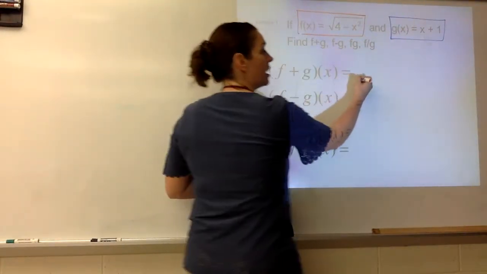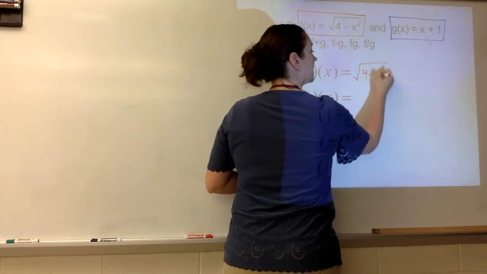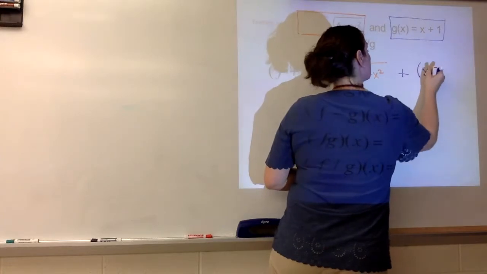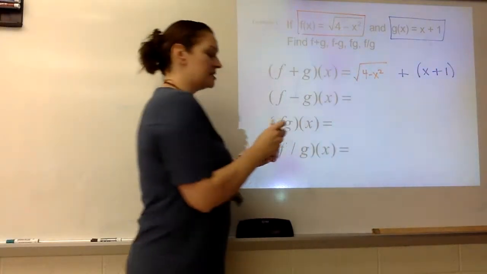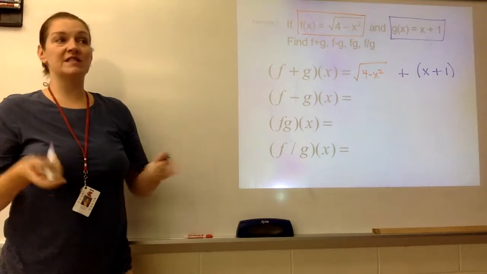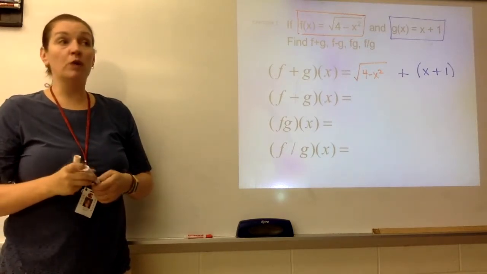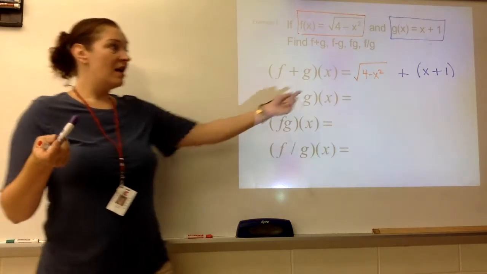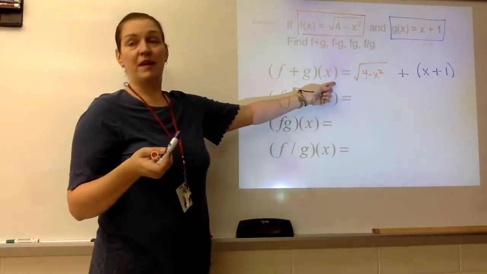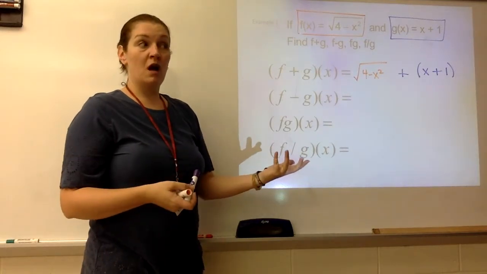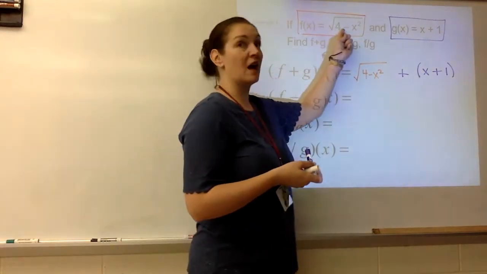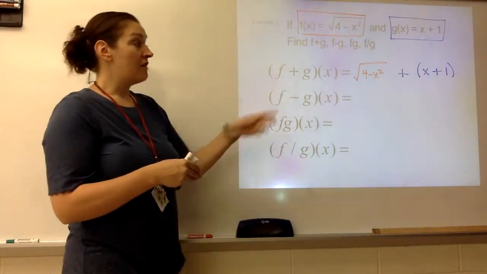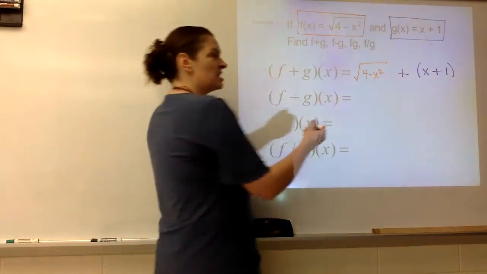So it looks like the square root of 4 minus x squared plus x plus 1. Now notice that when I bring down the g function, I offset it in parentheses. If you don't, you will make sign mistakes. What do you mean sign mistakes? Well, this I can't take any further because I can't combine like terms with the root. But there will be problems when f of x is not a square root that you will be able to simplify further.